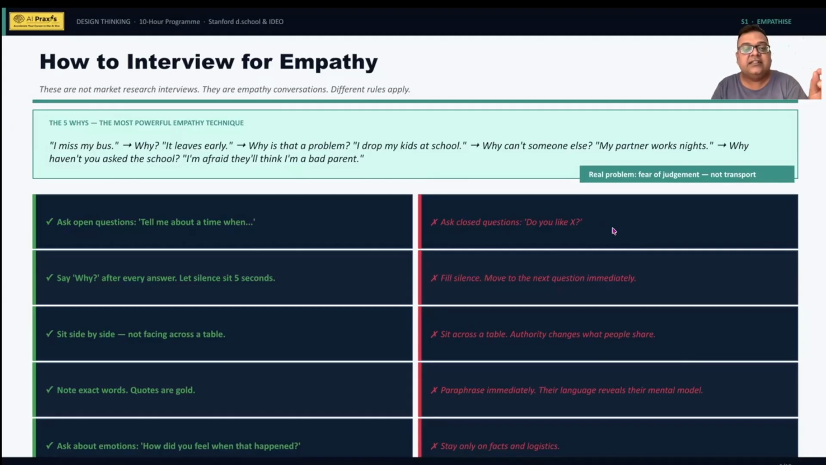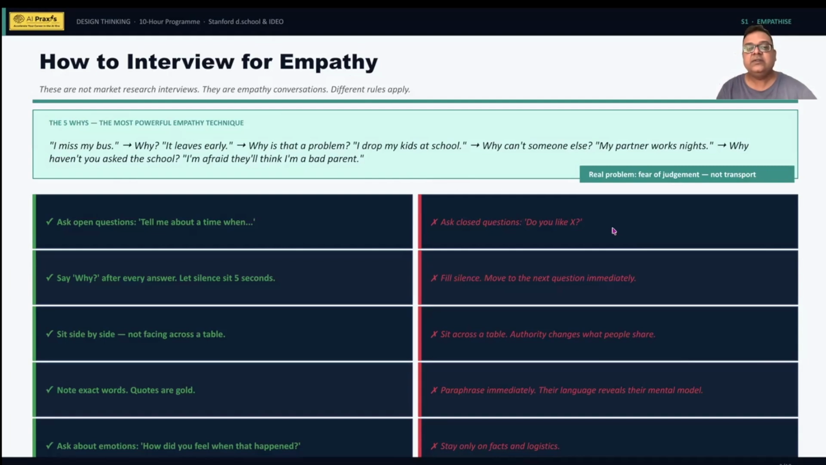That's the answer number one. Okay, what you just got. So many people stop here, right? But we are not done. We should ask again. Okay, why is leaving early a problem? The answer is because I have to drop my children at school first. Now our understanding has changed, but let's continue. Why can't someone else drop them? The answer is my partner works night shifts.